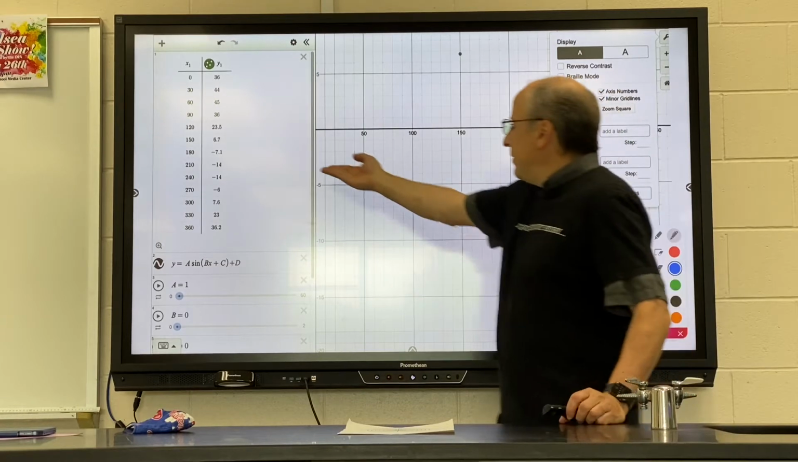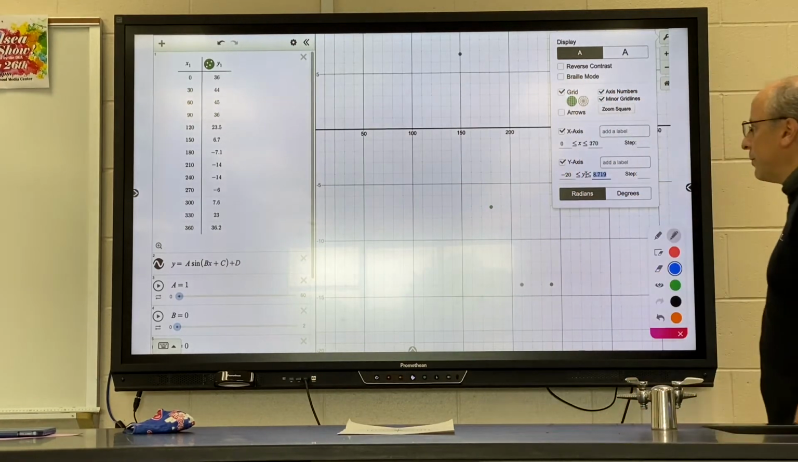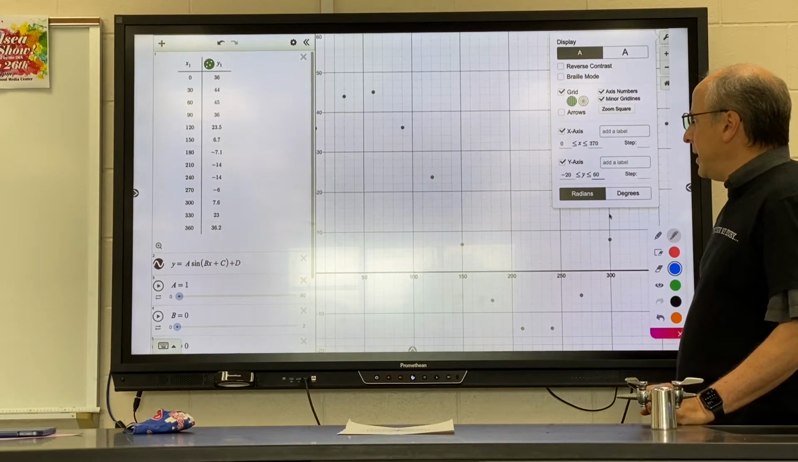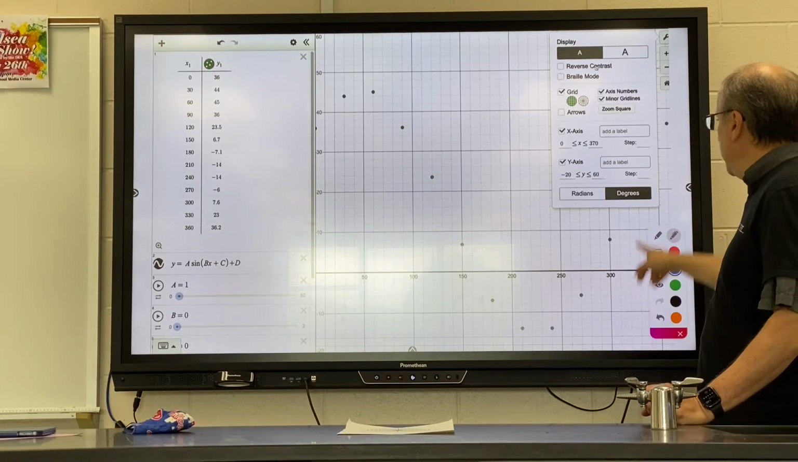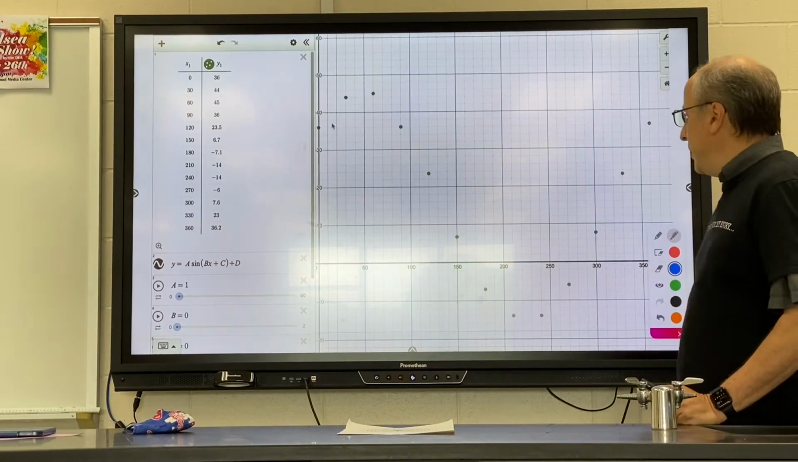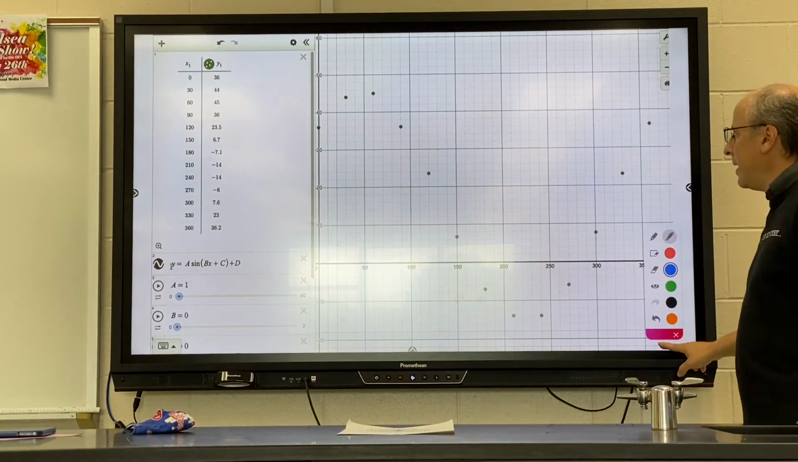So I'm at -14, I'm going to make mine -20, all the way to your highest number, and for me that highest number is a 60. Make sure you click on degrees. You must be in degree mode when you do this.